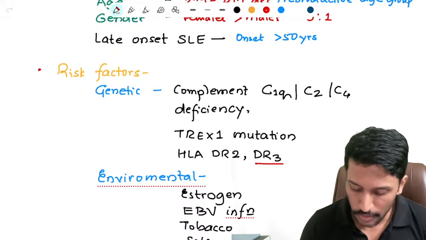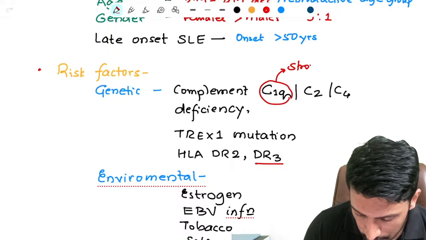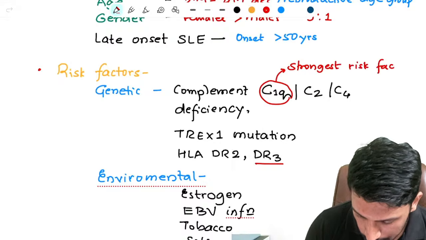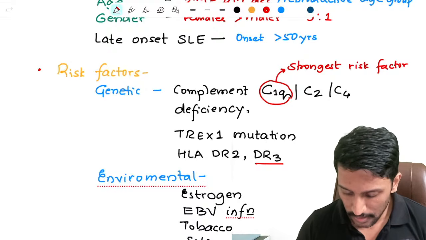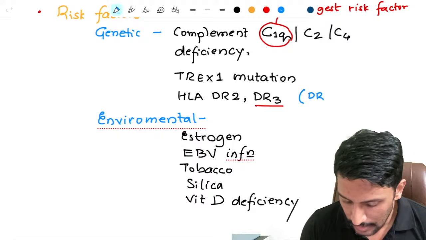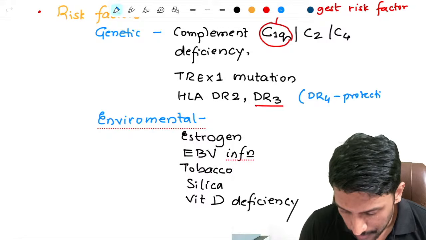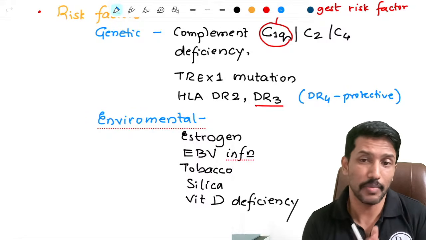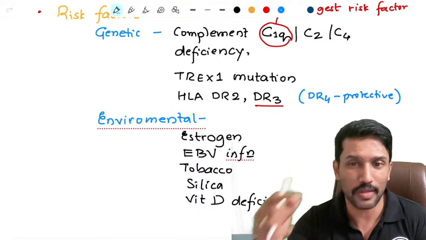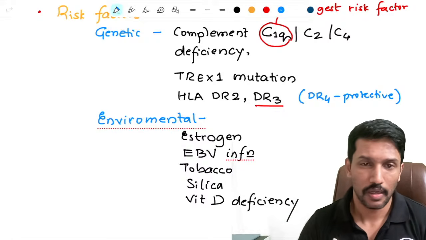So complement C1q deficiency is the strongest risk factor. And then DR3 is associated with increased risk. On the other hand, I also want you to make a note that the HLA variant DR4 is associated with protection. So DR4 is protective against SLE, but at the same time, I want you to remember that DR4 protects you from SLE, but increases the risk of developing rheumatoid arthritis. DR3 increases the risk of SLE, but reduces the risk of rheumatoid arthritis.